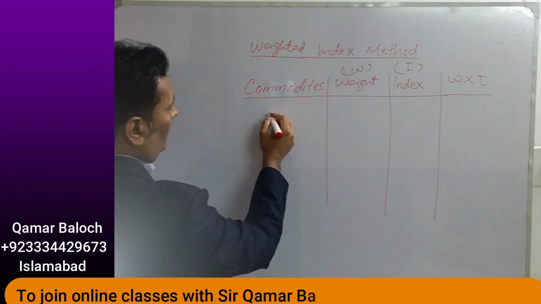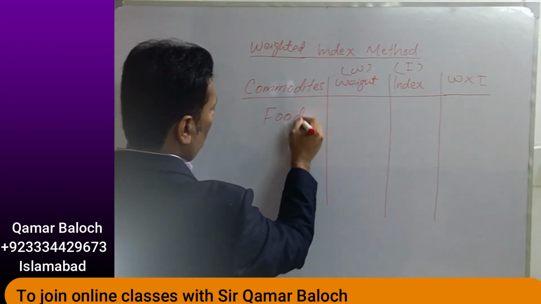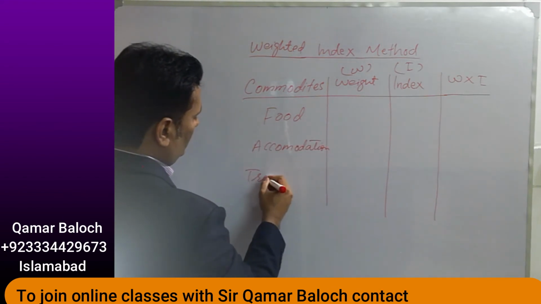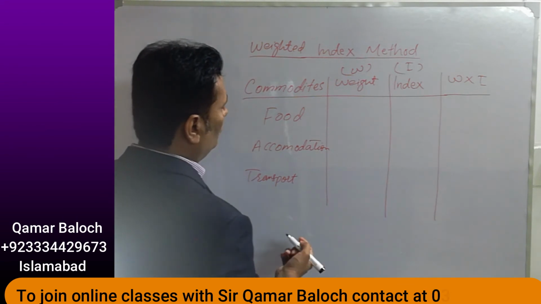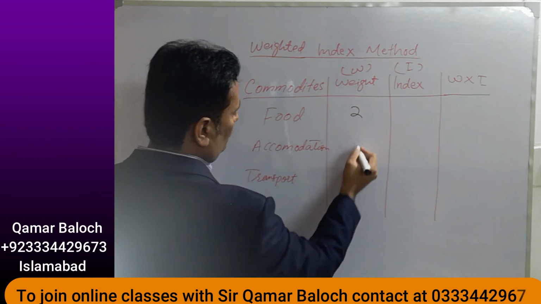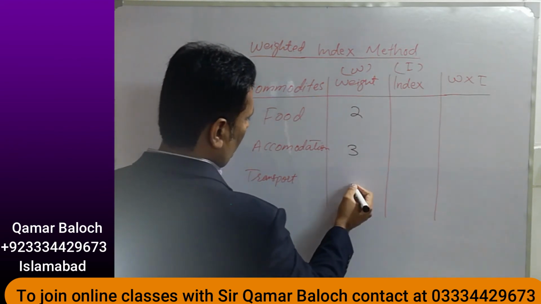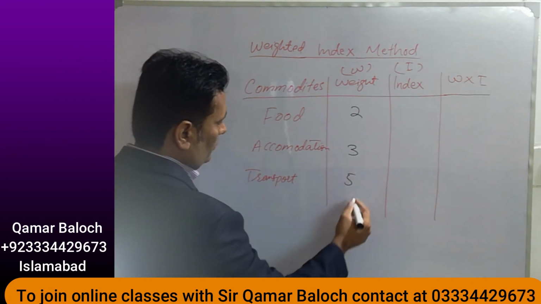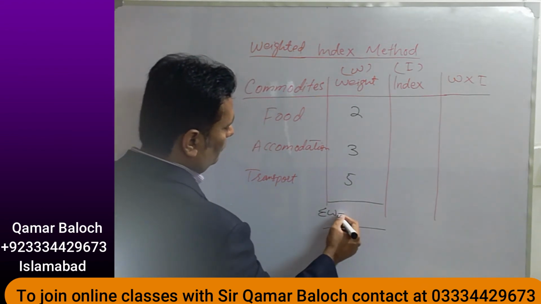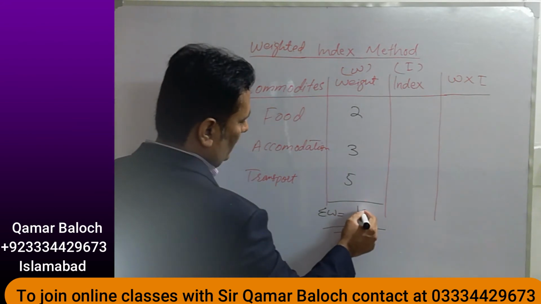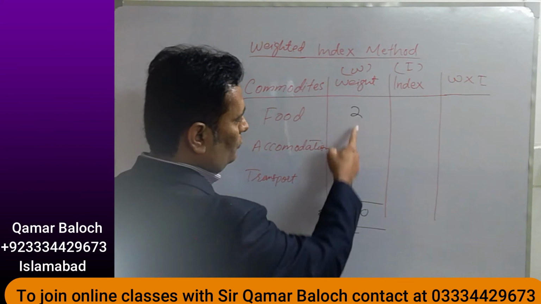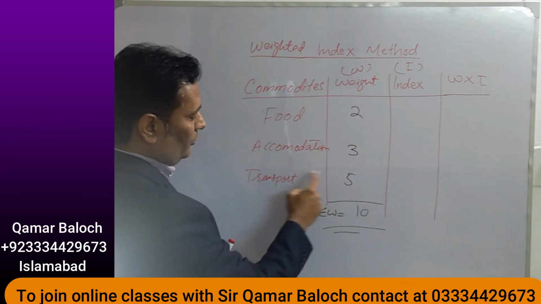For example, we have 3 products. One is food, number 2 is accommodation, and number 3 is, let's say, transport. An average person who earns, let's say, $10 spends, for example, weight of food is 2, accommodation is 3, and transport is 5. So sum of weights, summation W, will be equal to 10. It shows that a person who earns $10 income spends $2 on food, $3 on accommodation, and $5 on transport.